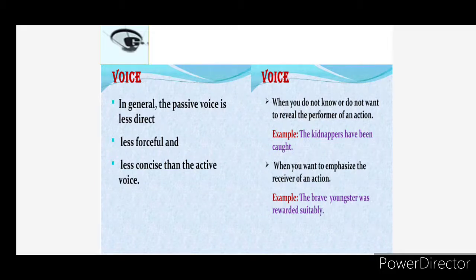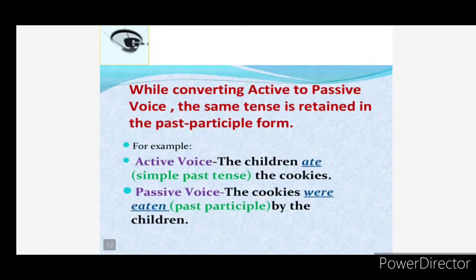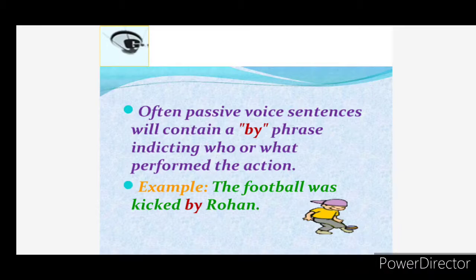I hope you all are enjoying the process of learning active and passive voice. So while converting active to passive voice, the same tense is retained in the past participle form. You can't change the tense. For example, let's have a look at this active voice. The children ate the cookies. Now, this sentence is in simple past tense. Let's change it into passive voice. The cookies were eaten, which is the past participle, by the children. So without changing the tense, you have to change it into passive voice.